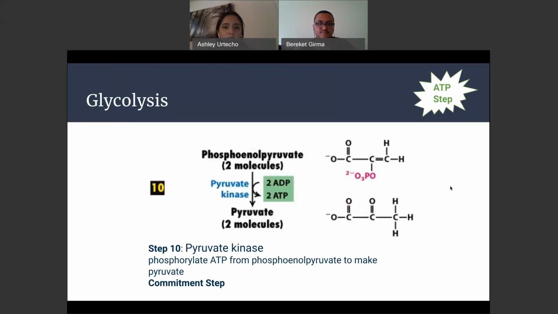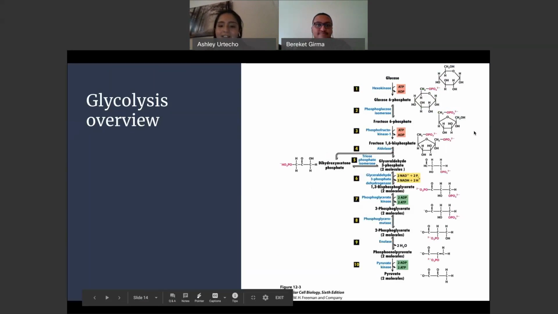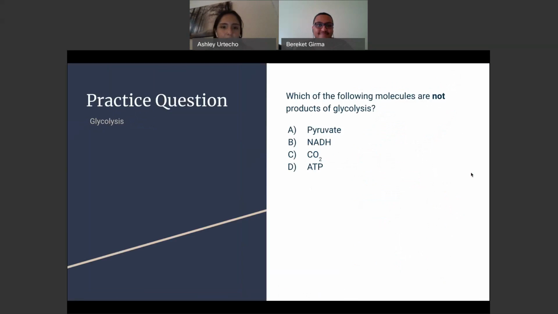So this is finally the overview of glycolysis. We have all of our 10 steps laid out, and I hope now it's a little bit easier to see, not so intimidating. Okay, and I want to ask you a few questions about glycolysis. So which of the following molecules are not products of glycolysis? I'll give you, I guess, 2 minutes to answer this.